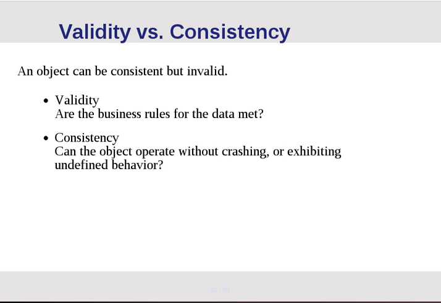Here's an epiphany that was useful to me in thinking about exception handling and safety guarantees. Consistency and validity are 2 different things, and it took me a while to realize this. When we say that a method will guarantee that the object stays in a consistent state, that's not necessarily saying that it stays in a valid state. So validity says, are the business rules for the data met? Consistency just says, can the object operate without crashing or exhibiting undefined behavior? I thought I'd pass this on because it helped me to think about the problem when I realized that these really are 2 different things.